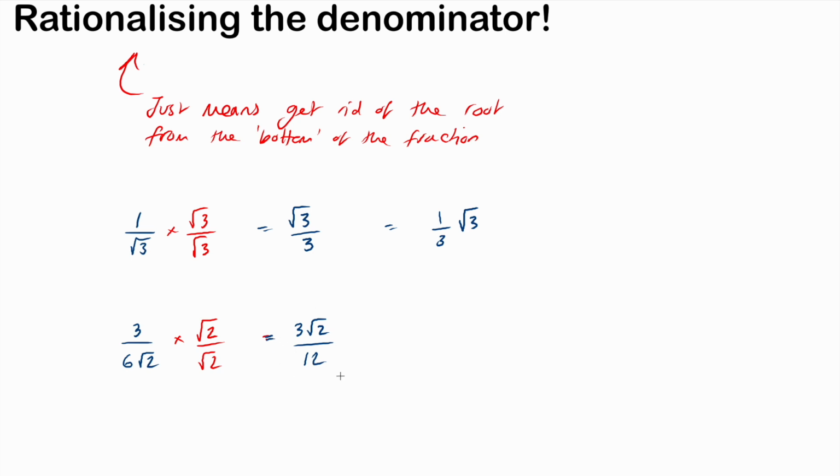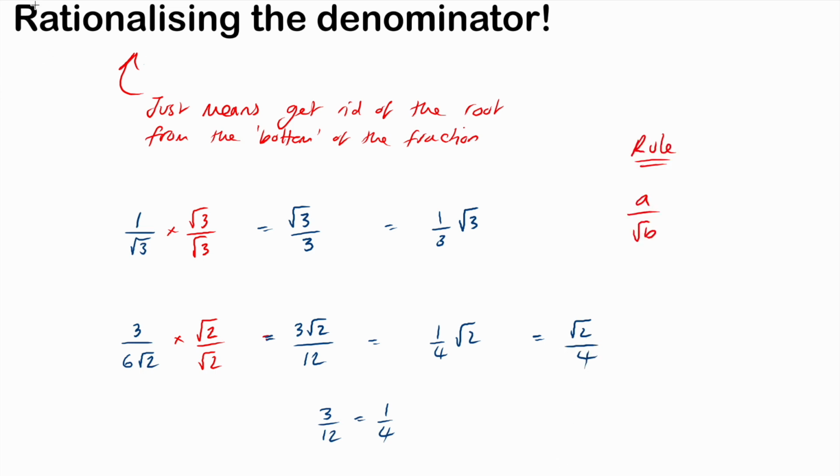This is not finished. Okay, we need to recognise that we can simplify this fraction 3 over 12. So 3 over 12 is 1 over 4. So you could write this as 1 over 4 root 2, or my preference would be root 2 over 4.